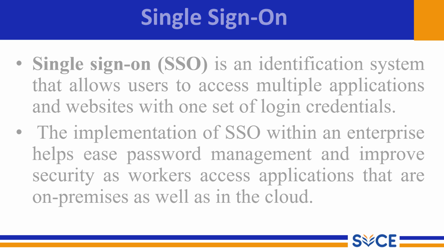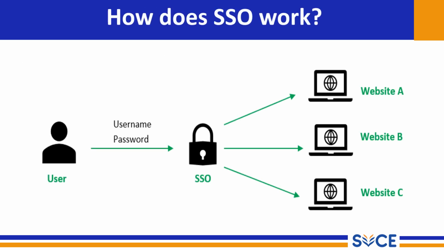And how does SSO work when a user wants to access an application? The SSO token is first checked with the SSO service, which passes the authentication token to the app. If the token is valid, the user is allowed to access the app. If the user has not yet signed in, they are prompted to do so through the SSO service, like website A or website B or website C.